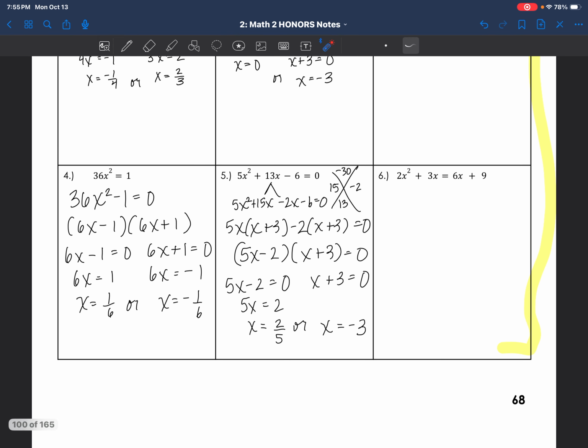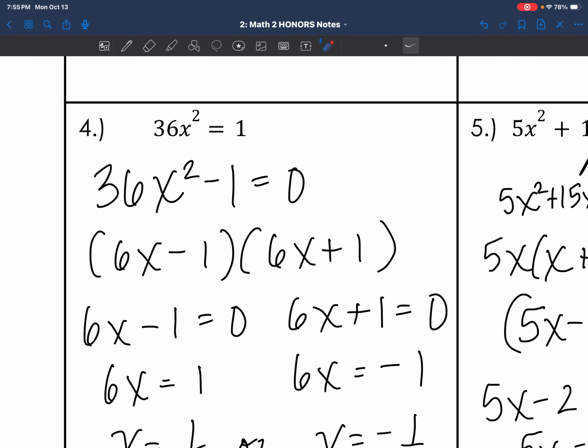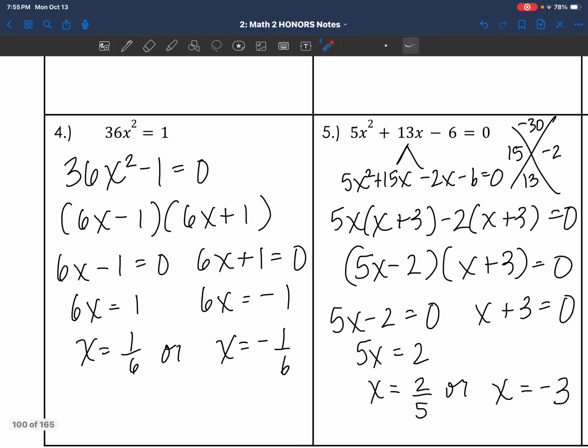And then here we have a difference of squares. Now you can solve this a different way. We'll talk about that a little bit later. But if we're to set this equal to 0, I need to subtract 1, and I get 36x squared minus 1 equals 0. Well, now we have a difference of squares. So your 36x squared goes 6x times 6x, and your minus 1, and you have a minus 1 and a plus 1. And then now set each one equal to 0.